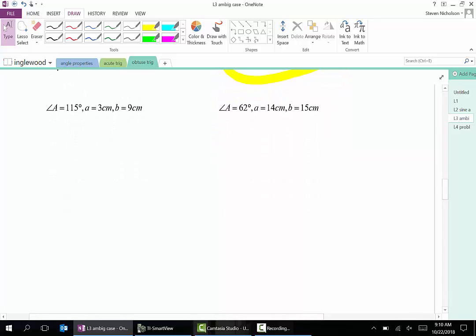Okay, let's look at this one. Angle A is 115 degrees, so 115 degrees looks about like that. So here's my angle A, 115. And here's my little b, and it's equal to 9. And remember, little a has to be on the right-hand side. It has to be opposite. So here's what that would look like right there. Little a is equal to 3.